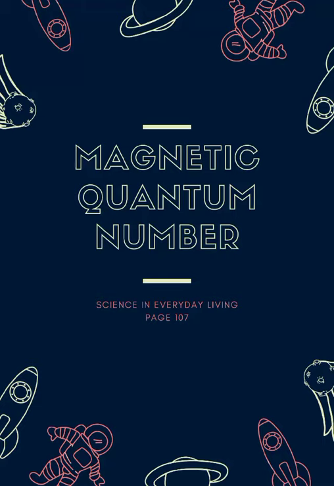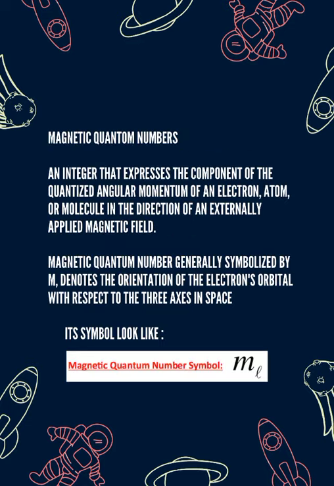In this lesson, we'll discuss the magnetic quantum number, also known as the third quantum number. The magnetic quantum number is an integer that expresses the component of the quantized angular momentum of an electron, atom, or molecule in the direction of an externally applied magnetic field. Generally symbolized by m, it denotes the orientations of the electron's orbital with respect to the three axes in space. Its symbols look like this.